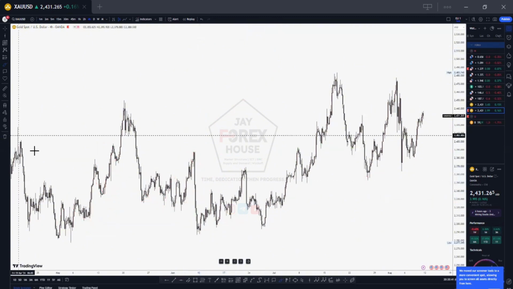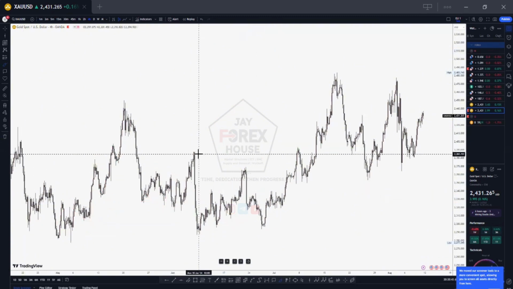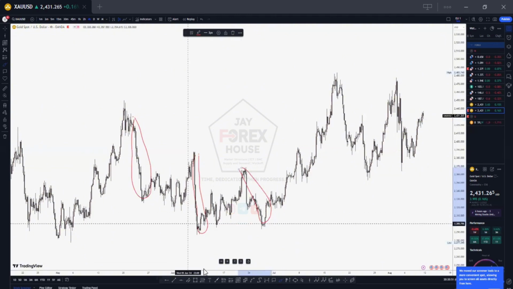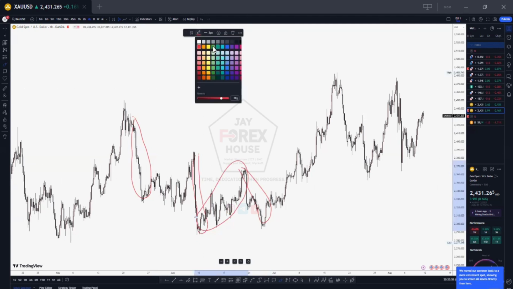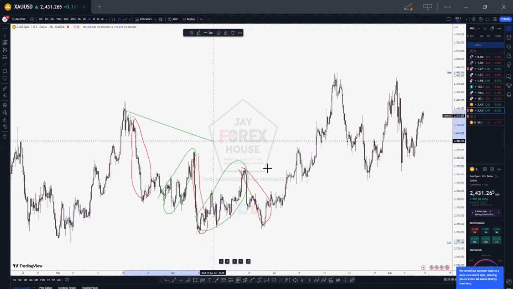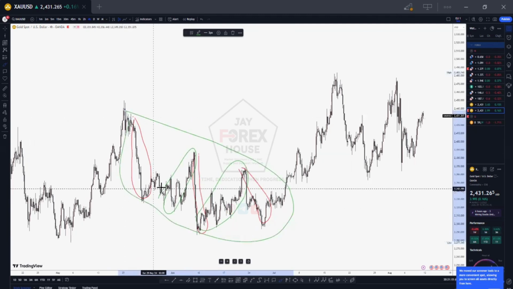So as you can see over here, you have this impulsive move down. We have this impulsive move down as well. We have this impulsive move down. And then we have this retracing move up. We have this retracing move up. And these are known as retracements because they are corrective and the trend was still overall bearish.